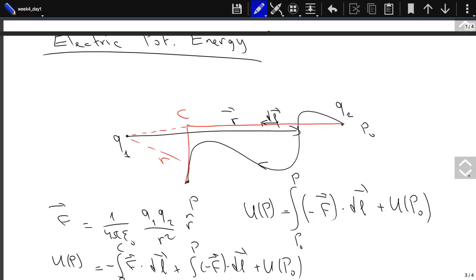Or else we could just fix Q2, let Q1 free, and Q1 will be accelerating away. As it's accelerating away, we can cause it to do some work, so we will be extracting the potential energy of the system. So the potential energy is not really the potential energy of Q2 or the potential energy of Q1. It is the potential energy of the system as a whole. So that is just one detail to pay attention to.